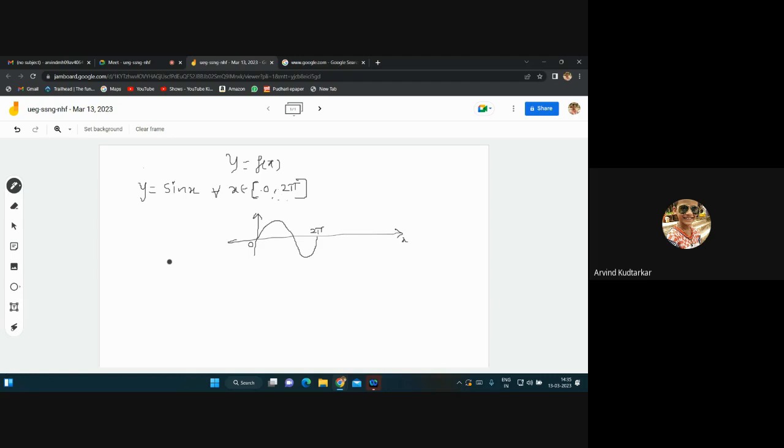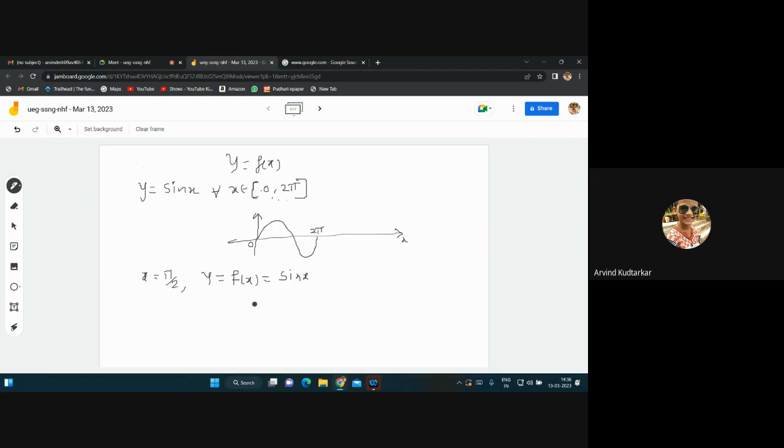But here on a function, we have to find the value of the function at a particular value of x, which lies in the interval 0 to 2 pi. Suppose x is equal to pi by 2. If you are taking x as pi by 2, what is the value of the function? y is a function of x, that is equal to sin x.